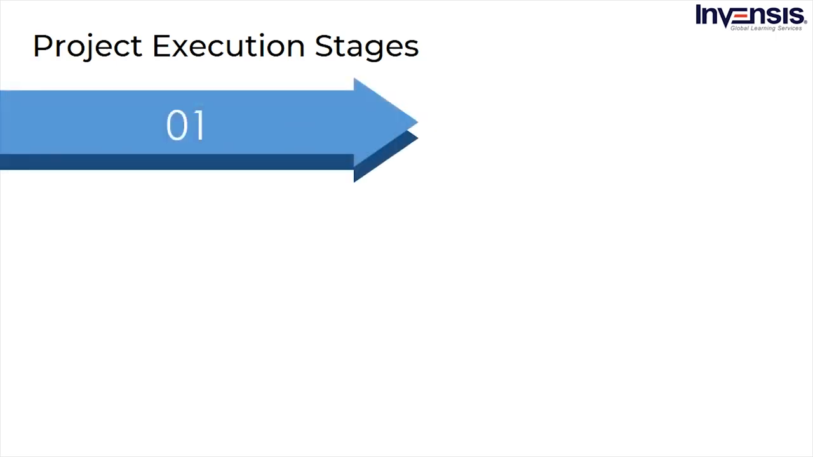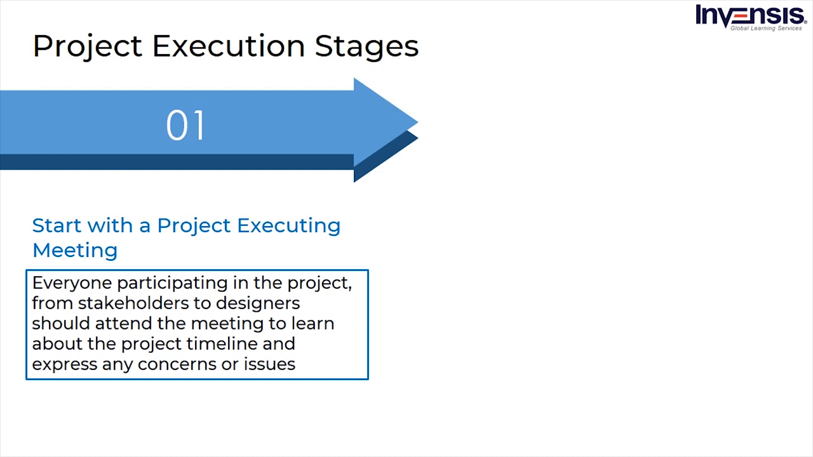The first stage is: start with a project execution meeting. Hold a team meeting to ensure everyone is on the same page instead of jumping right into a project after all of the preliminary preparation is completed. Project execution meetings are not the same as the weekly catch-ups you have with your team. That's because there's a lot to cover.